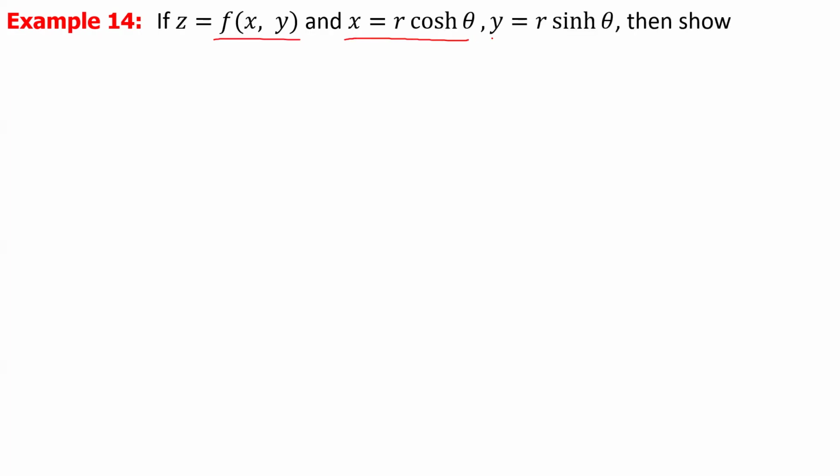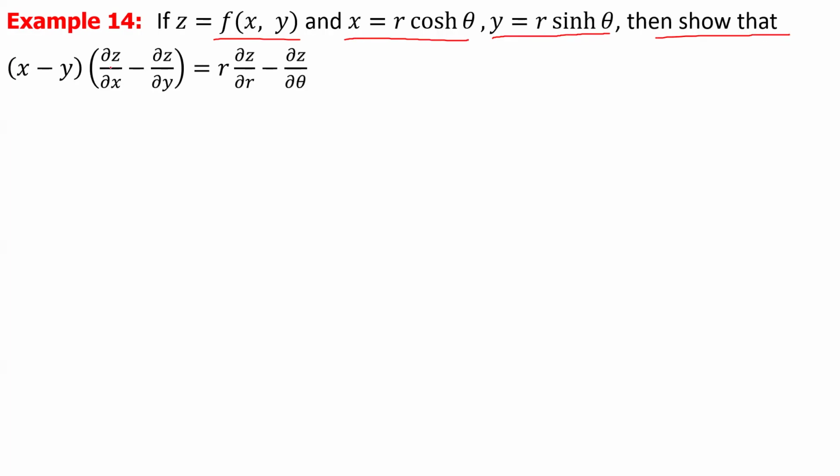The question is, if z is equal to f of x, y, meaning z is a function of x and y, and x equals r cosh theta, y equals r sinh theta, then show that (x minus y) times (del z del x minus del z del y) is equal to r del z del r minus del z del theta.